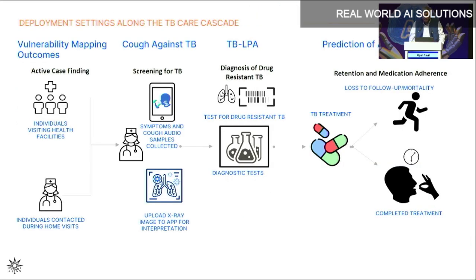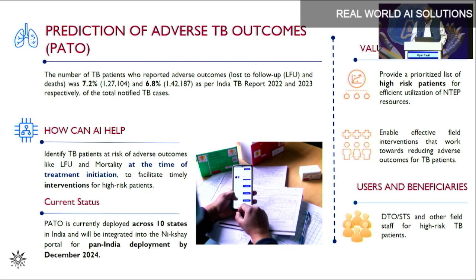This is pretty much the same information presented in a different form. As I mentioned earlier: active case finding, screening for TB, diagnosis of drug-resistant TB, and then predicting loss to follow-up, meaning dropping off medication, and predicting mortality. So the first case study that I'd like to briefly talk about is prediction of adverse TB outcomes. This is a fairly standard risk prediction model, except that it's built on extremely diverse data, and it's also corrected for various types of biases.